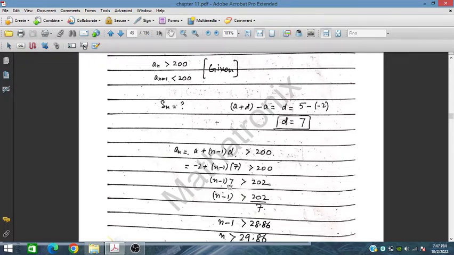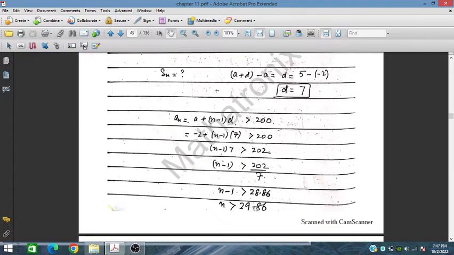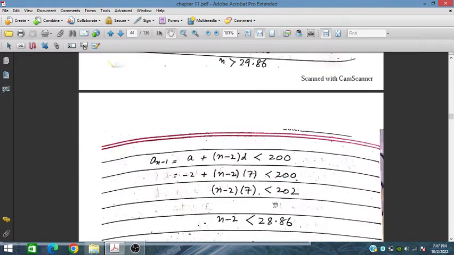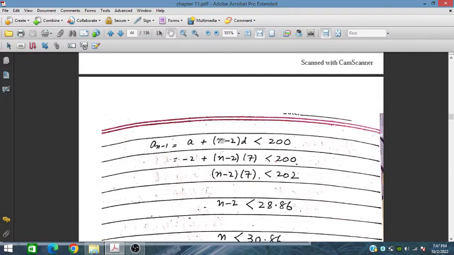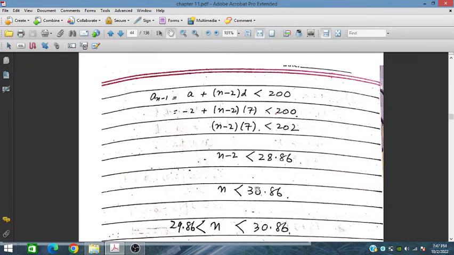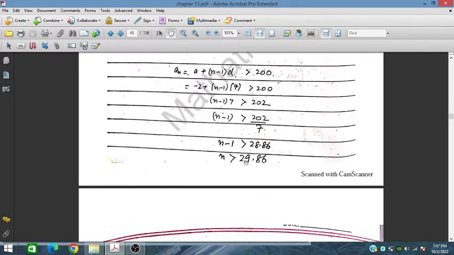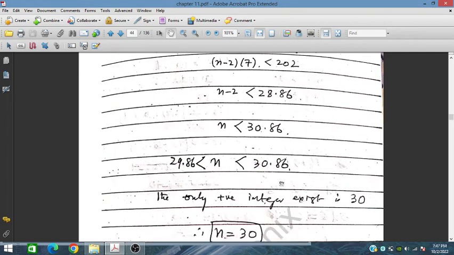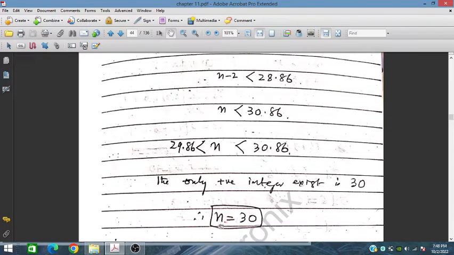So the result is N minus 1 is this. So N minus 1 is this. N is greater than this. So N is greater than this means the term is the 30th term. That one is the 30th term. So for An, the (N minus 1)th and (N minus 2)th terms are less than 200. So we can see that N minus 2 is less than 28.86. So less than 30th and greater than 29th. So the term is 30th. So between this and this, the only positive integer that exists is 30. So we have obtained this.